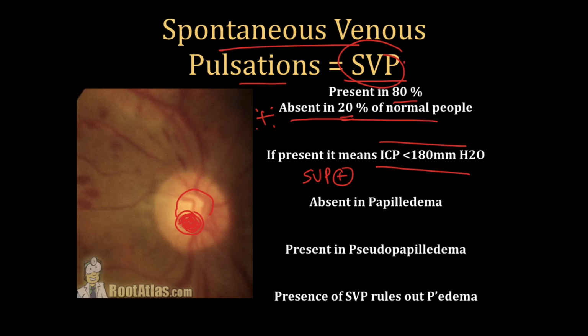This SVP is absent in papilledema. So there should not be confusion. SVP is absent in papilledema. SVP is absent in 20% of normal people, which means that presence of spontaneous venous pulsation will rule out papilledema. When I see an SVP, it is not papilledema. But what looks like papilledema with SVP is a pseudopapilledema, which we'll discuss in a few moments. So this is very, very important, the spontaneous venous pulsation.